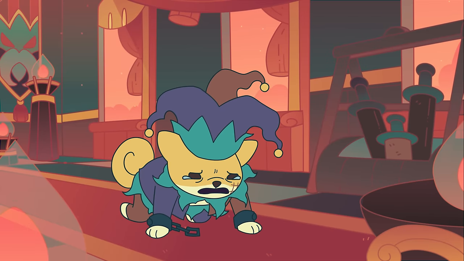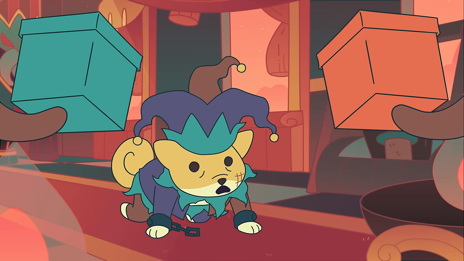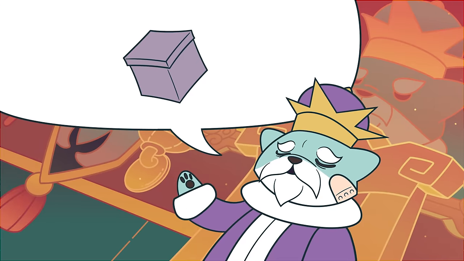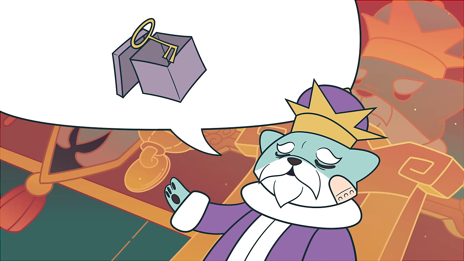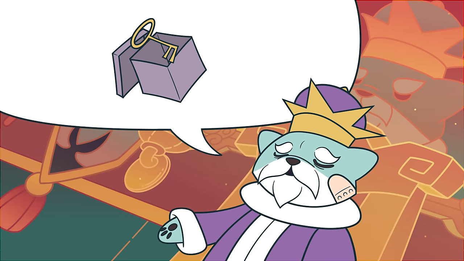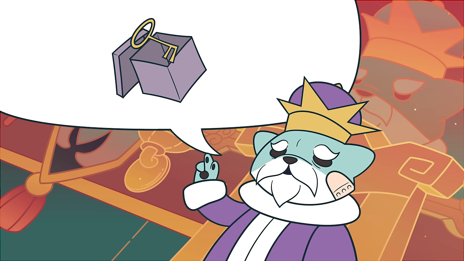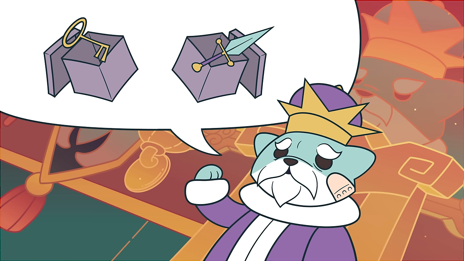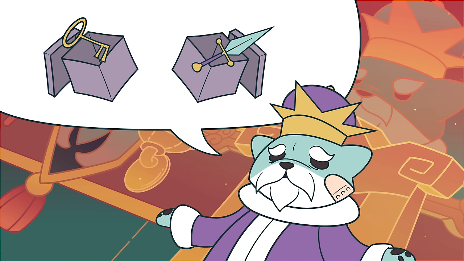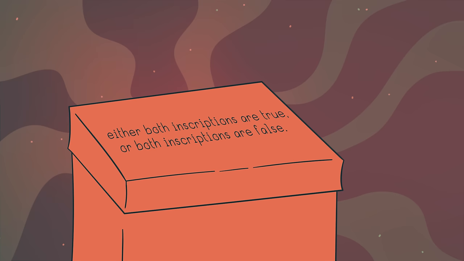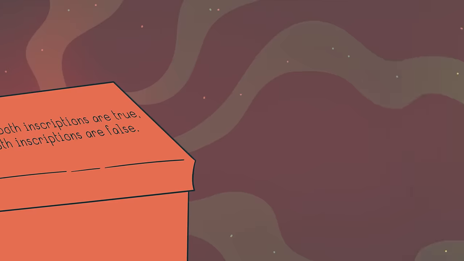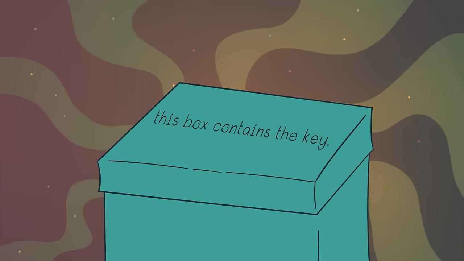A day later, the jester was brought before the king in chains and shown two boxes. "One box contains a key to unlock your chains. And if you find the key, you are free. But the other box contains a dagger for your heart if you fail." And the first box was inscribed, "Either both inscriptions are true, or both inscriptions are false." And the second box was inscribed, "This box contains the key."